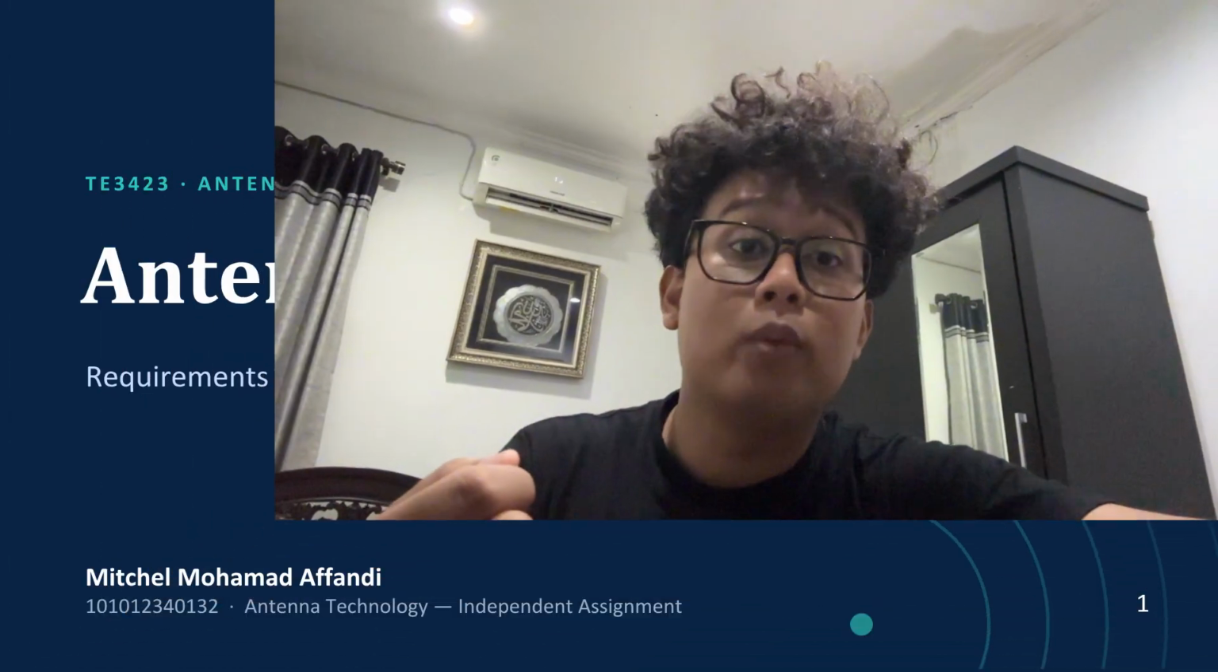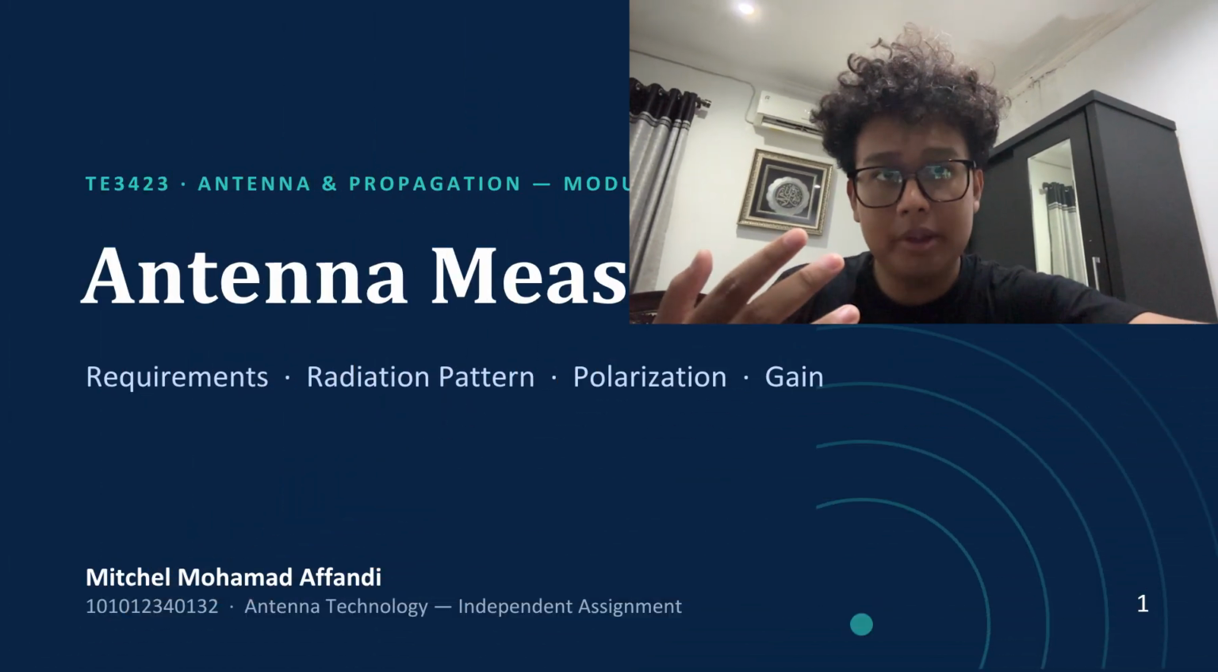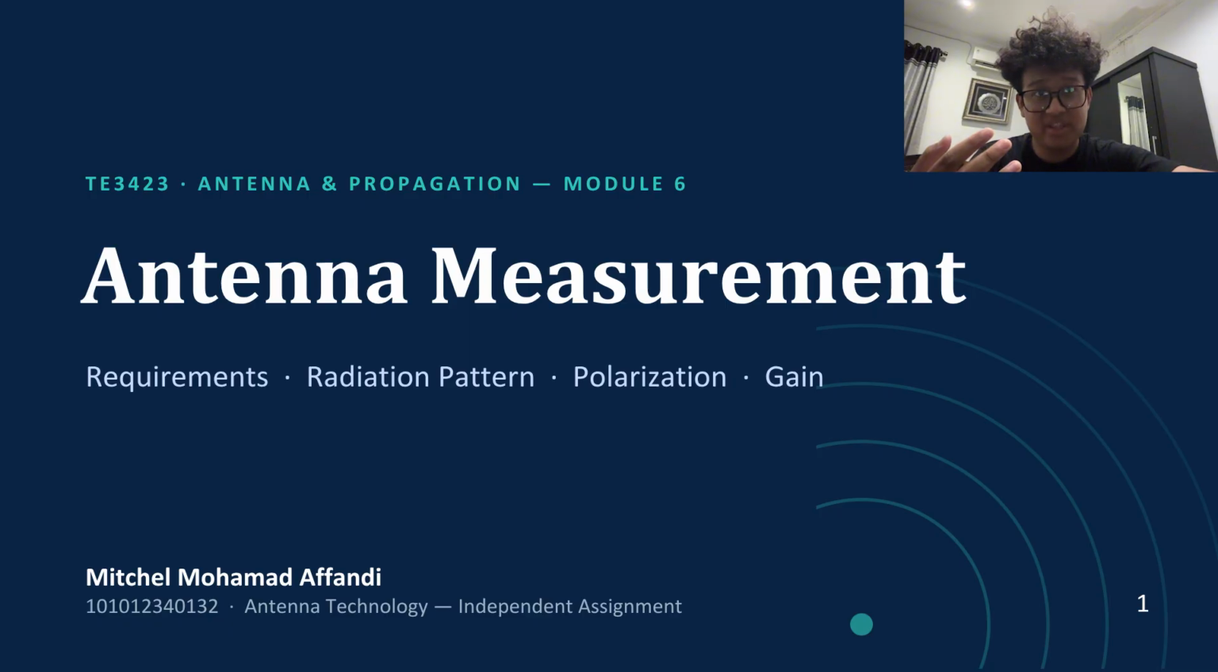My name is Mitchel Affandi, and today I will walk through antenna measurement based on Module 6. There are four parts. First, the basic requirements for a valid measurement. Second, how we measure the radiation pattern in azimuth and elevation. Third, how we measure polarization. And fourth, how we measure gain with two methods.